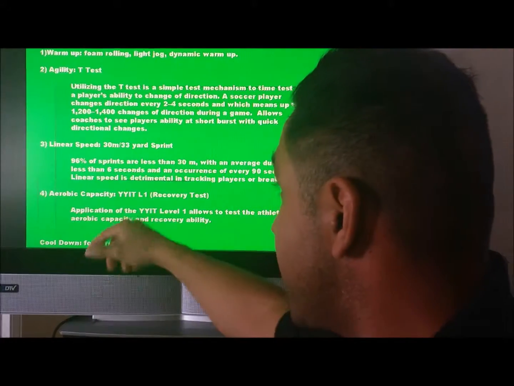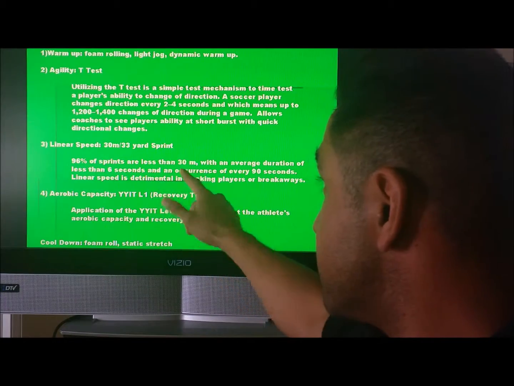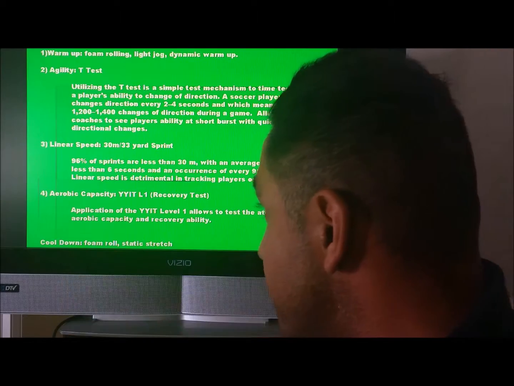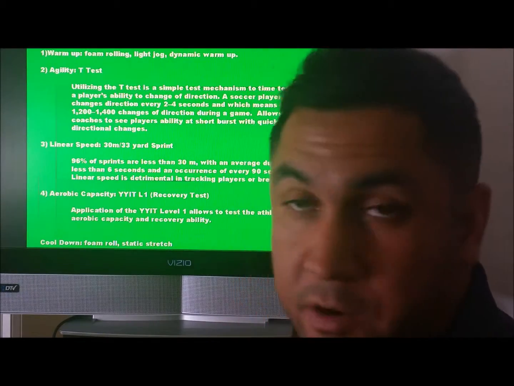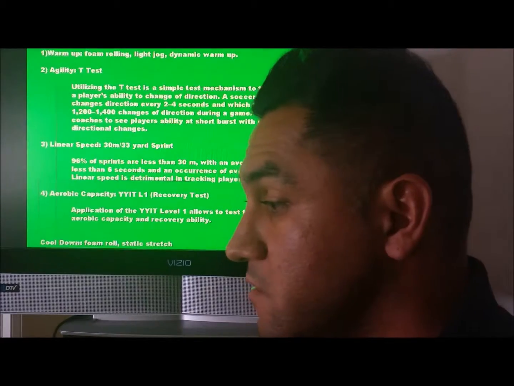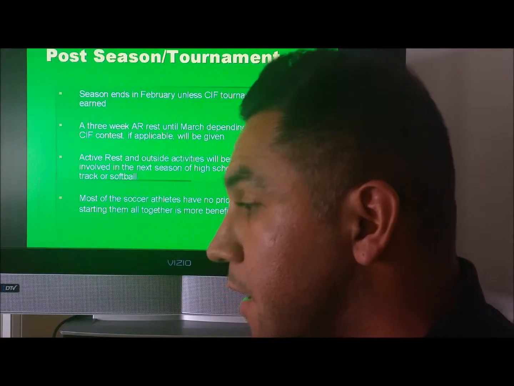Linear speed, we talked about that. 96% of sprints within soccer are 30 meters or less, so this is a good testing tool. And the yo-yo intermittent test for aerobic capacity is a crucial one, where we want to see where we need to develop amongst those players.